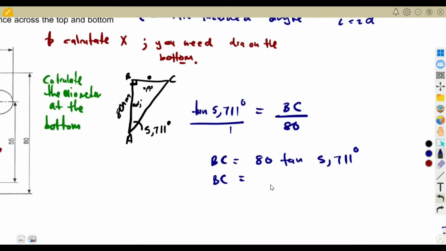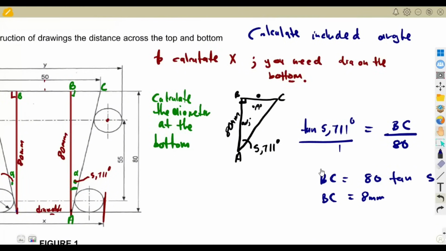And that was going to give us 8.0, something like that, which is approximately 8 millimeters. Okay, with our BC, let us calculate now the diameter, because we said we need this diameter at the bottom, and we said it involves BC.